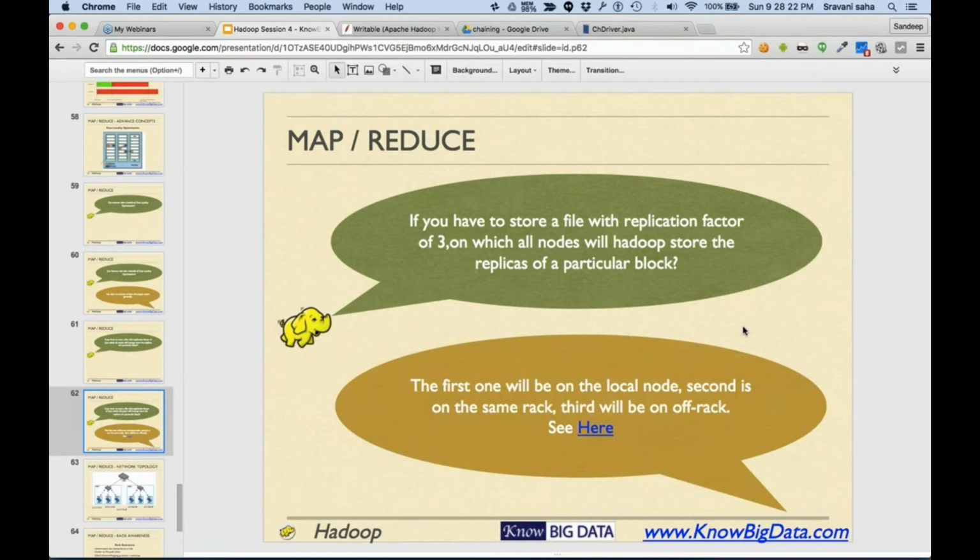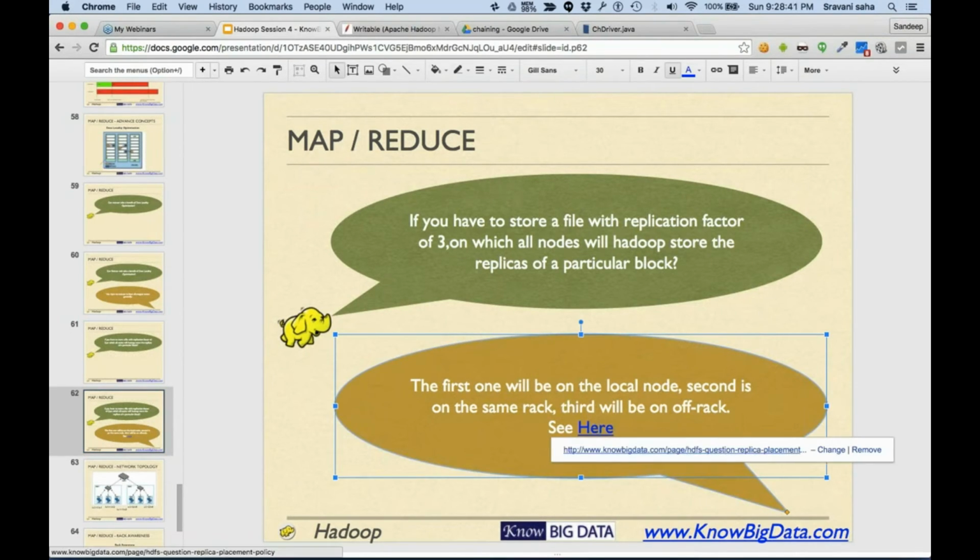So the first copy will be on the local node, as in the same node on which you are logged in, and the second one on the same rack, and the third one will be off the rack. Okay, meaning on some other rack. That other rack could be in the same data center or another data center. You could take a look at this strategy which I have mentioned here.